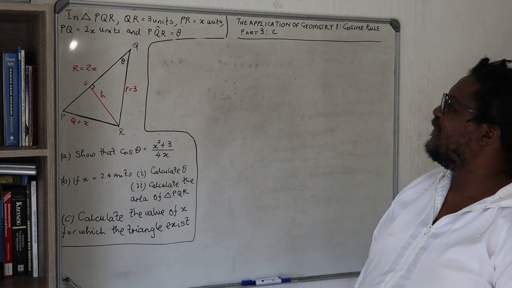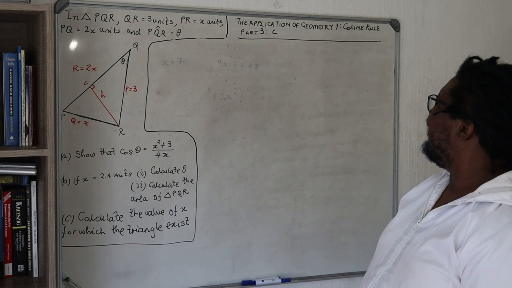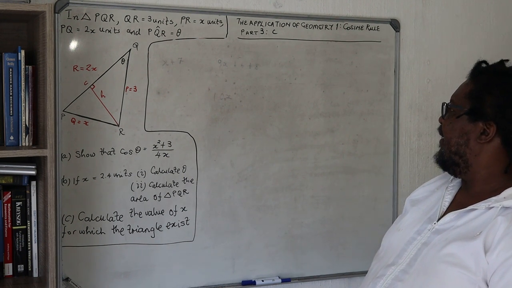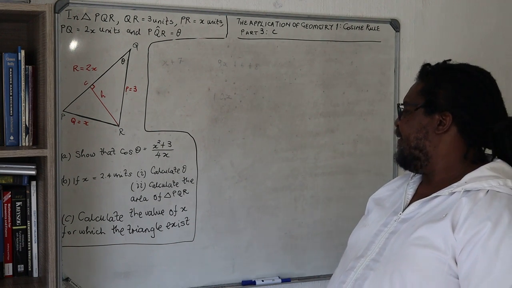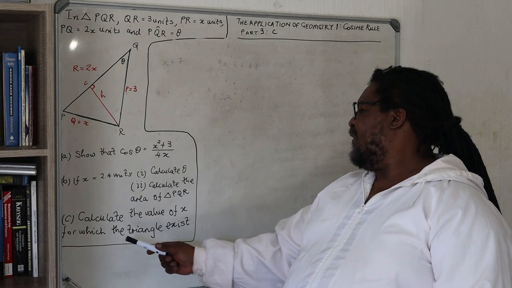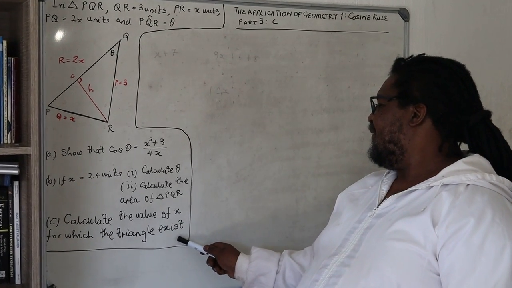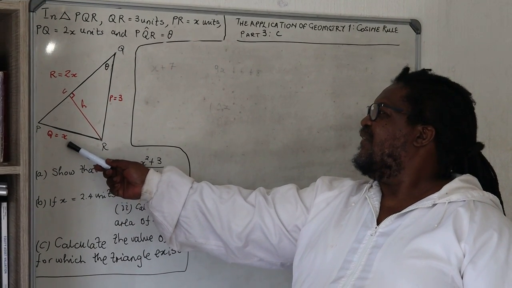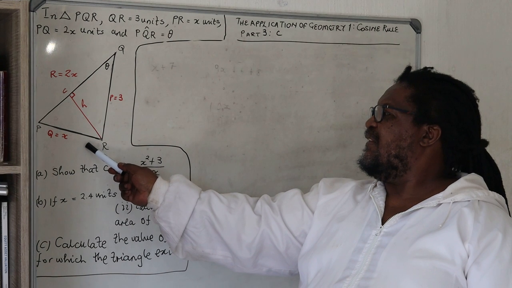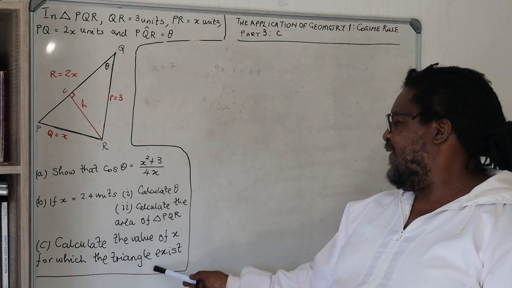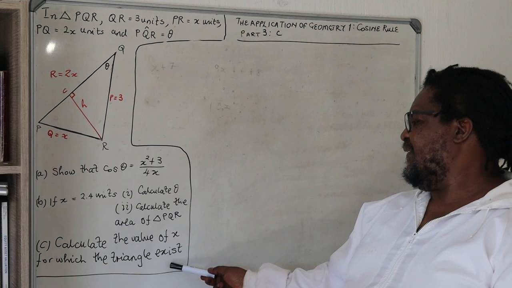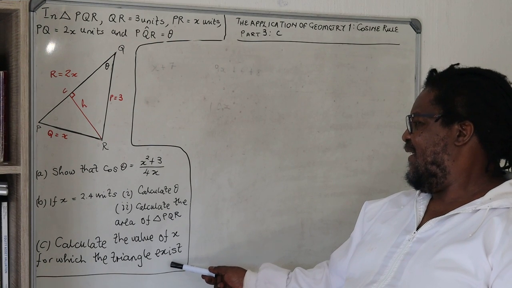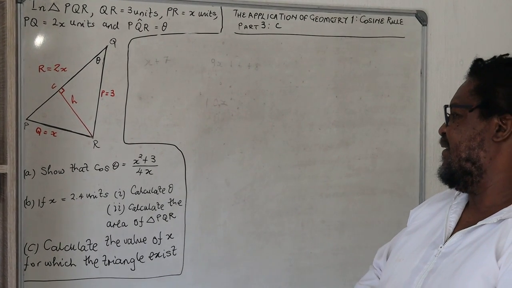And welcome back. We are now doing part 3 of the application of geometry 1, cosine rule, and question C says calculate the value of x for which the triangle exists. In other words, we want the range of values of x for which it is feasible to draw this triangle PQR. This is a very interesting question, very challenging, requires you to think out of the box, and let's look at it.